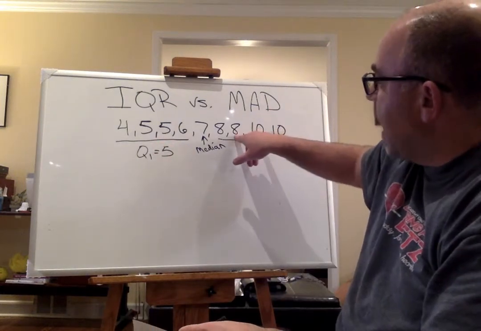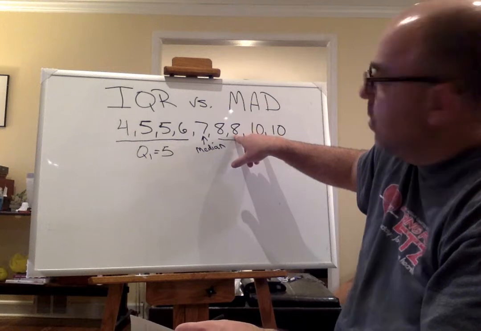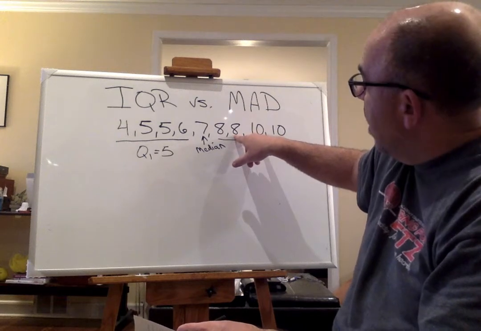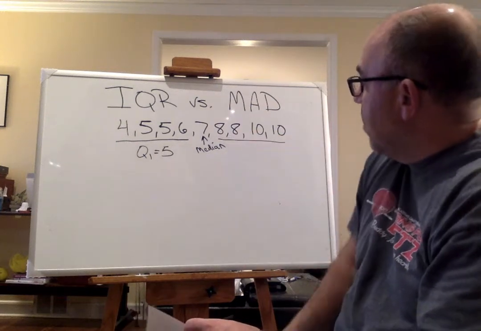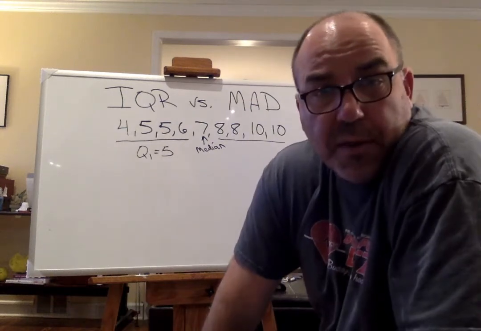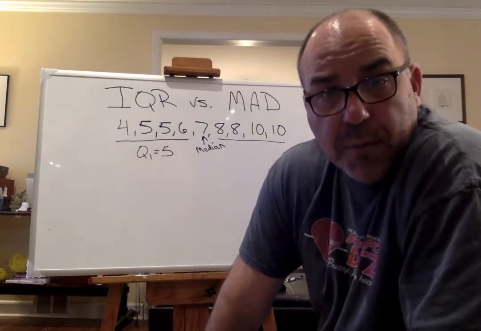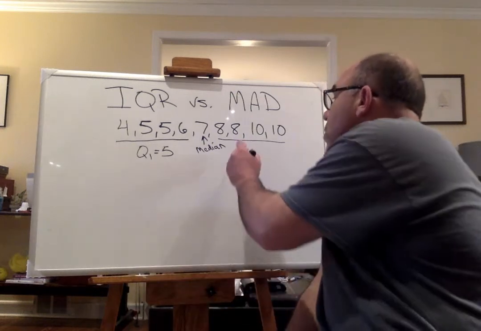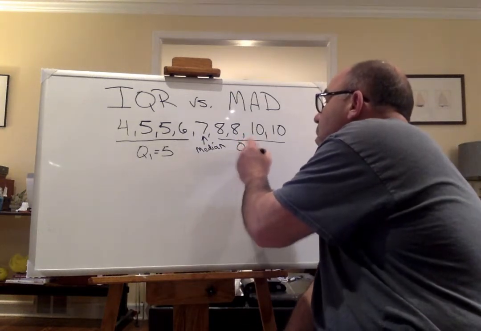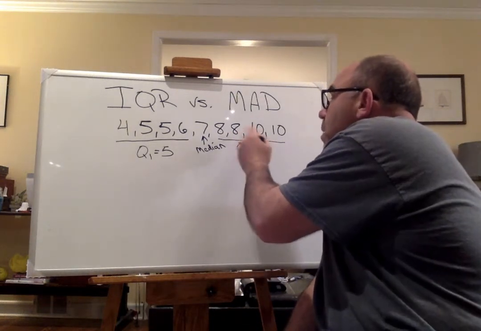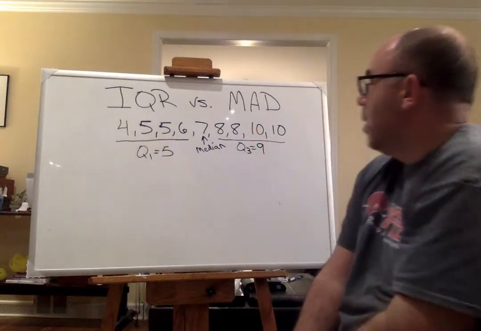Quartile 2 is going to be adding together 8 plus 10. Quartile 3, I'm sorry, is going to be 8 plus 10 divided by 2. 8 plus 10 is 18. 18 divided by 2 is 9. So quartile 3 is going to give me 9.